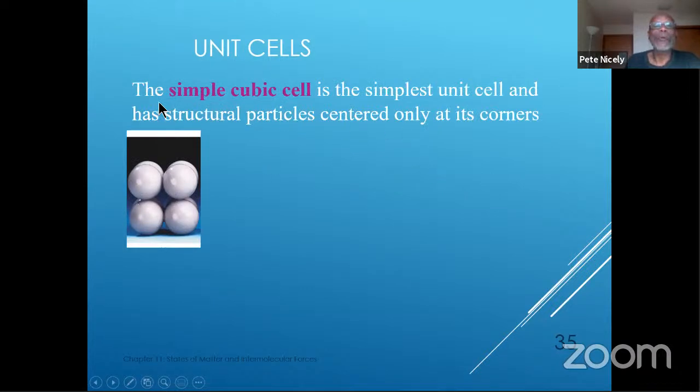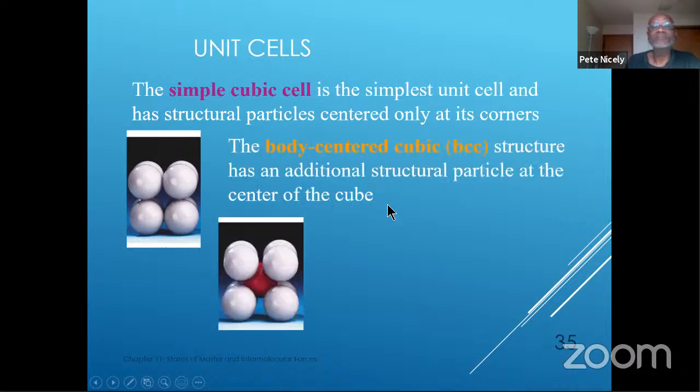All right, so let's look at some examples of unit cells. The simplest one is called a simple cubic cell, and that's where you have the atoms or ions at the corners of a cube. Then one which is a bit more complicated is called the body-centered cubic structure, BCC for short. Basically you have the same arrangement as this, excepting there's an extra atom or ion at the center of that cubic arrangement. So that's why it's called the body-centered cubic arrangement.